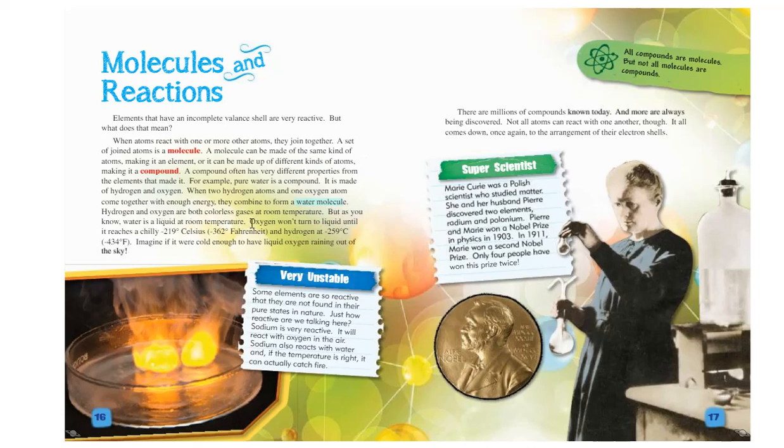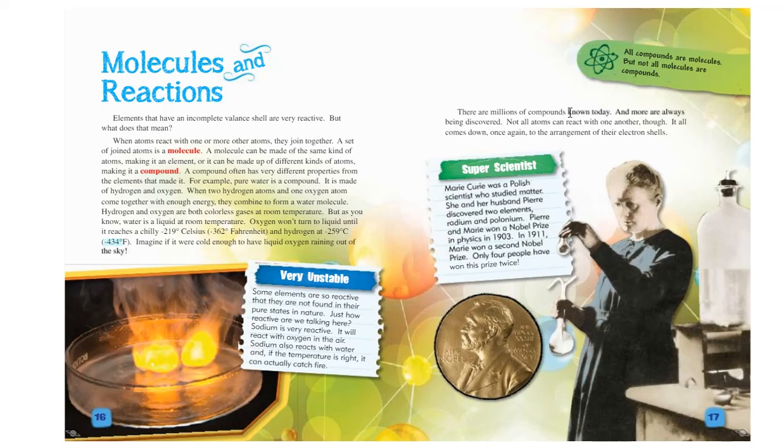Like I said, oxygen won't turn to liquid until it reaches a chilly negative 219 degrees Celsius, or negative 362 degrees Fahrenheit. Very, very cold. And hydrogen doesn't turn into liquid either until it reaches negative 259 degrees Celsius, or negative 443 degrees Fahrenheit. Imagine if it were cold enough to have liquid oxygen raining out of the sky. That would be incredibly cold.